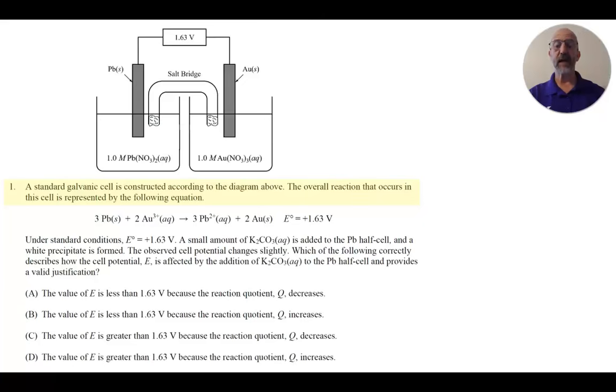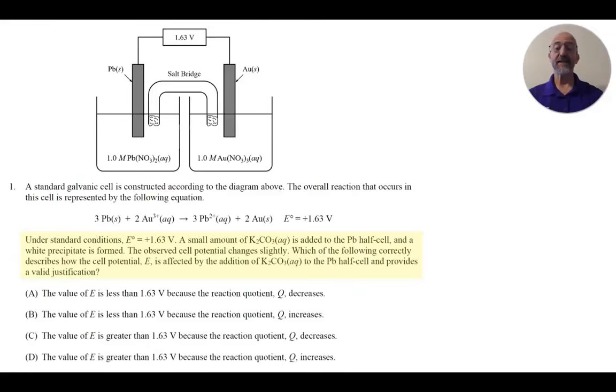So we can see a balanced chemical equation, and it says under standard conditions, the standard cell potential is 1.63 volts. Now, a small amount of aqueous potassium carbonate is added to the lead half cell, and a white precipitate is formed. The observed cell potential changes slightly. Which of the following correctly describes how the cell potential is affected by the addition of aqueous potassium carbonate to the lead half cell and provides a valid justification?